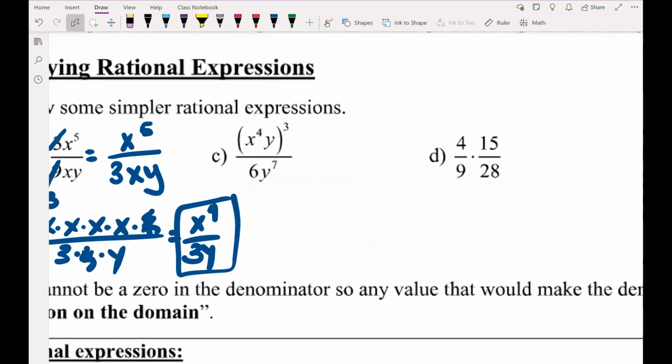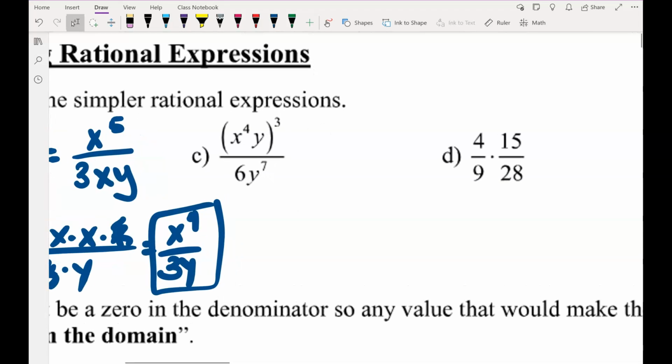Now, what happens when you have a power to a power? The y right here, I know you don't see any exponent, but if you don't see any, it's always a 1. So we have x to the 4th times y to the 1st. Both of those are being raised to the power of 3. So power to a power, you would definitely multiply the powers.